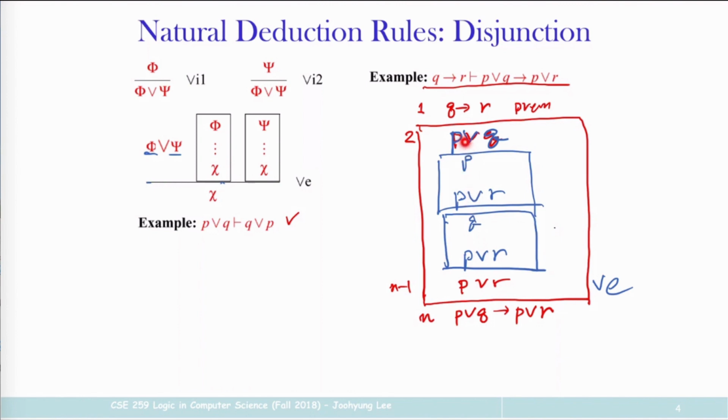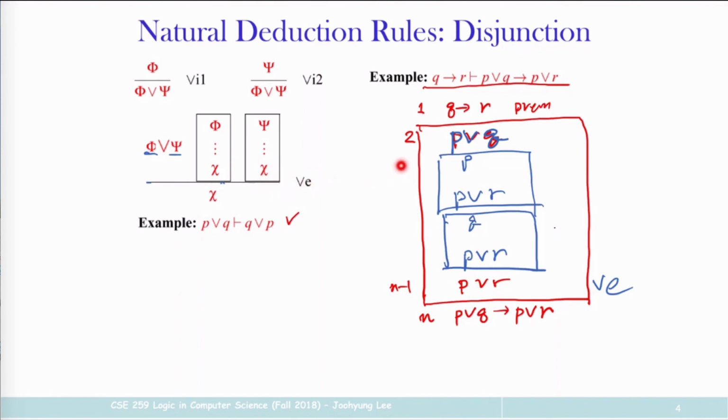Now, case 1, if P is true, I can derive this P or R. Case 2, if Q is true, I can derive P or R. Then, no matter what case we are in, we can always derive P or R. That's what this or elimination is about. Why must this be P or R? Because our goal is to prove P or R, which is here, right? So I have to end each of the boxes with the same formula.